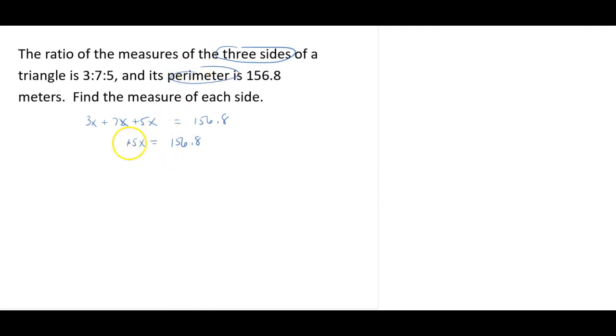Remember, we're dealing with perimeter now. So 156.8 divided by 15 would give you x is approximately 10.45. So the measure of each side would be 3 times 10.45, which gives you 31.35. Then 7 times 10.45 would give you 73.15. And then 5 times 10.45 gives you 52.25.